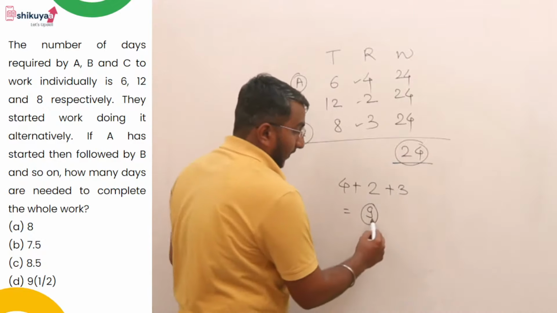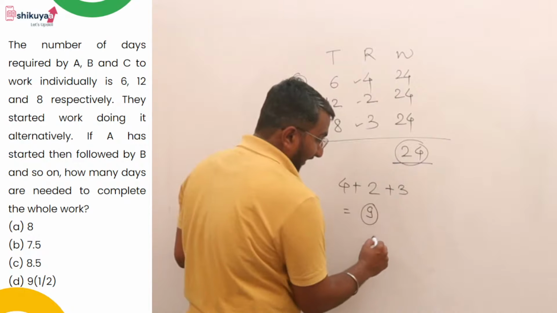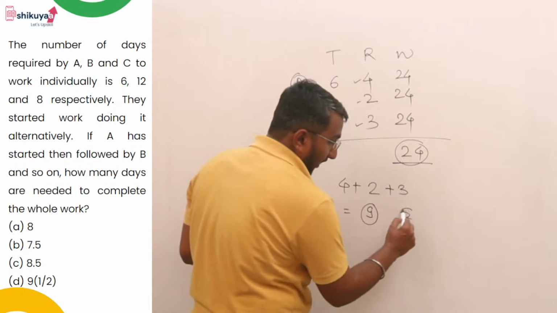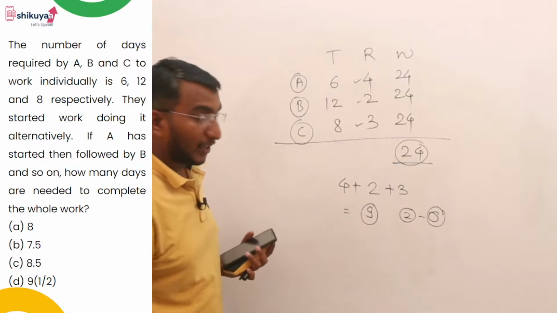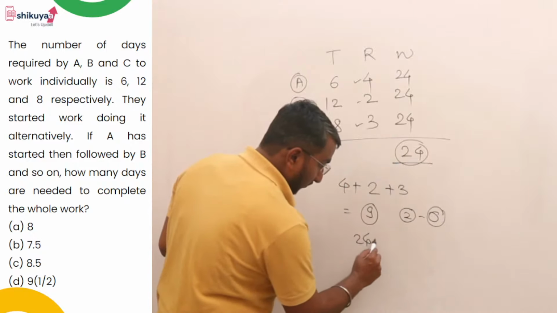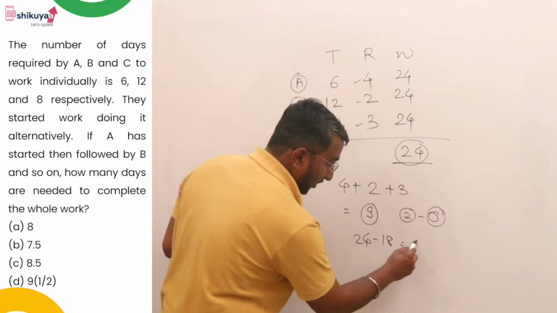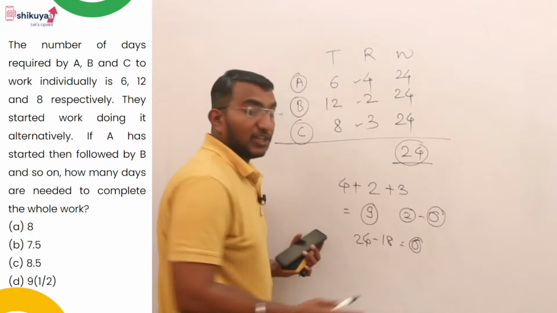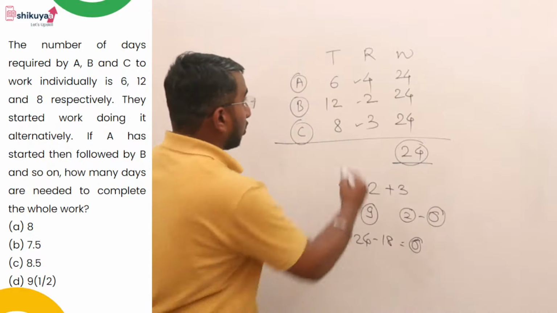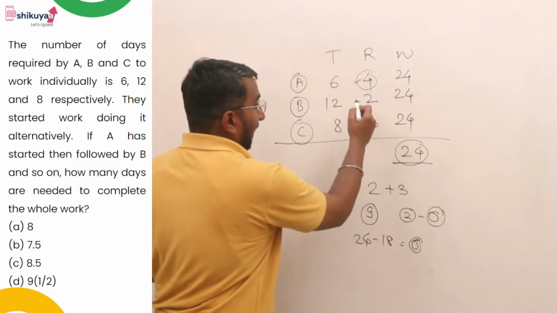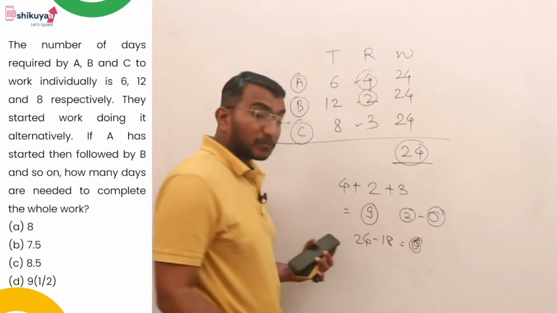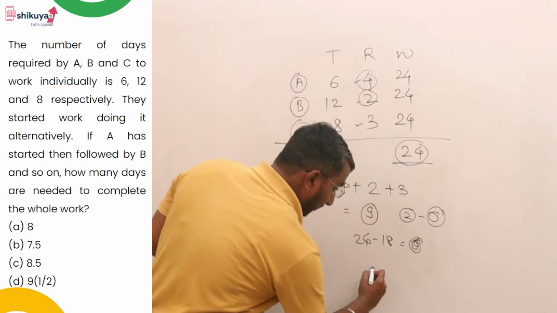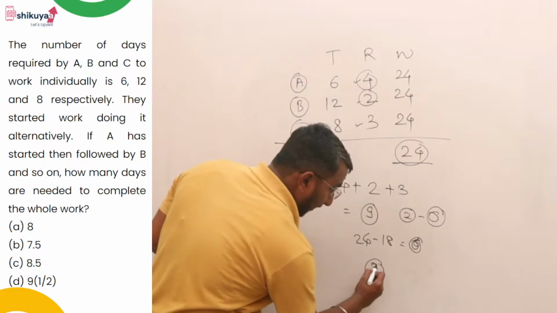Just calculate. 9 2s are 18. So after completion of 2 iterations, that is 6 days, how much work is remaining? Remaining work is 24 minus 18, which is 6. Now after these 2 iterations, again A will work, so A will complete 4 units of work, and then after that B will complete 2 units of work. So this 6 units of work will be completed in the remaining 2 days.